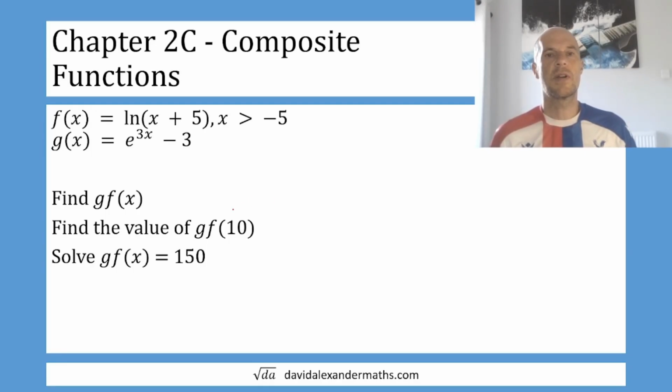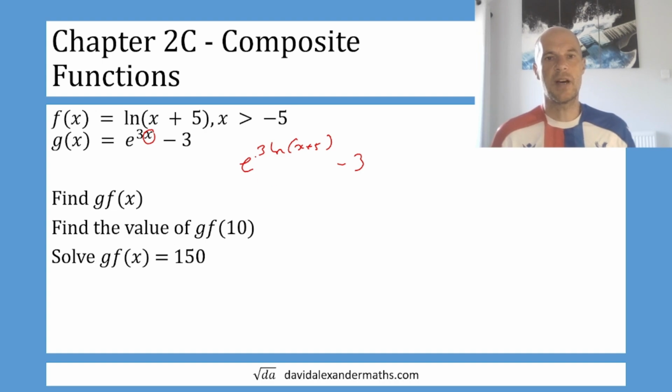Okay, so here's one final question on this topic of composite functions. We want the gf of x. So we're putting f into g. So instead of it being e to the 3x, it's going to be e to the 3 ln x plus 5, take away 3. Now what we really want to achieve is to get e and ln next to each other so they can cancel each other out.